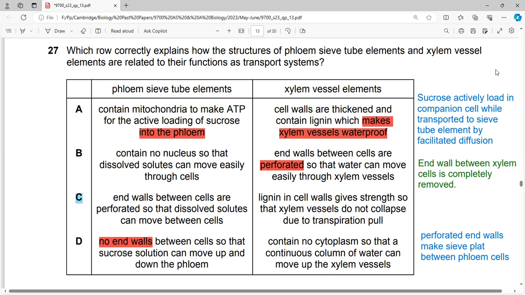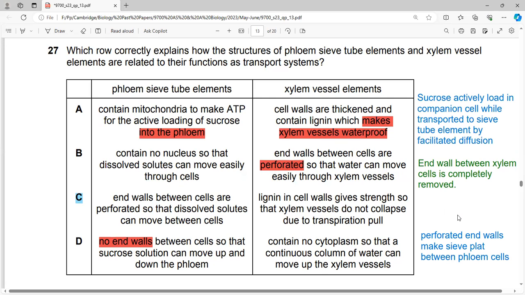It is a correct statement. What about the lignin, which is present in the xylem wall? That provides strength to the xylem wall and prevents it from collapsing. So that's why this structure resembles its function. Second, the D option, no end wall between the cell. There is an end wall present in the phloem sieve tube element, and this is called the sieve plate. What about the xylem vessel that contains no cytoplasm? So a continuous column of water moves, it is correct. So D option is wrong due to the phloem here. So C is our correct option here.